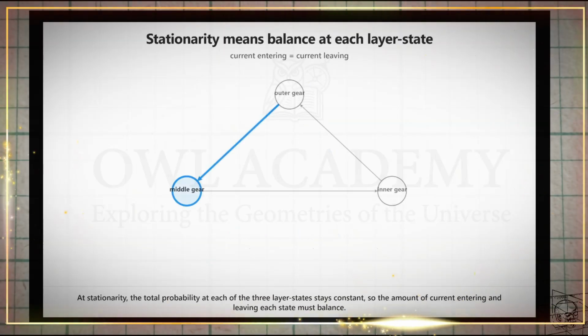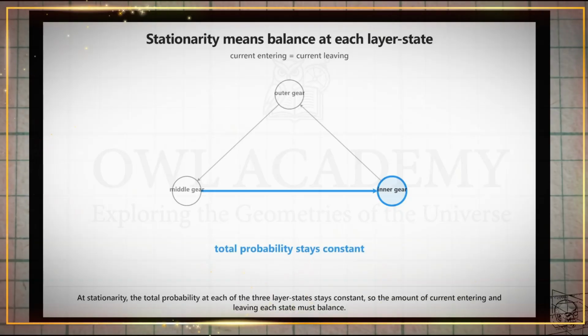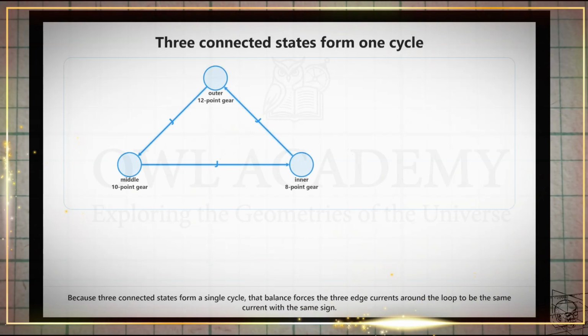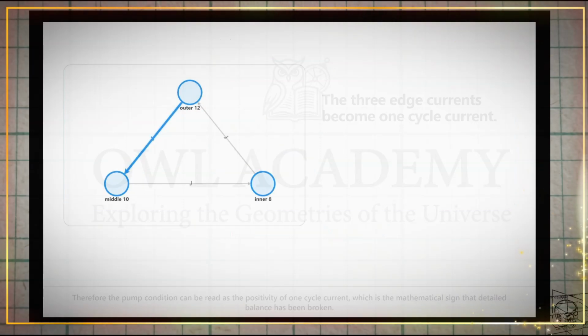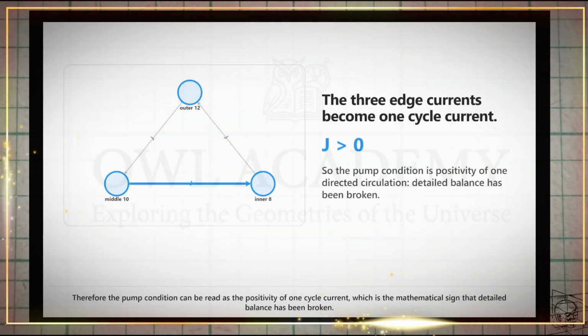At stationarity, the total probability at each of the three layer states stays constant, so the amount of current entering and leaving each state must balance. Because three connected states form a single cycle, that balance forces the three edge currents around the loop to be the same current with the same sign. Therefore, the pump condition can be read as the positivity of one cycle current, which is the mathematical sign that detailed balance has been broken.